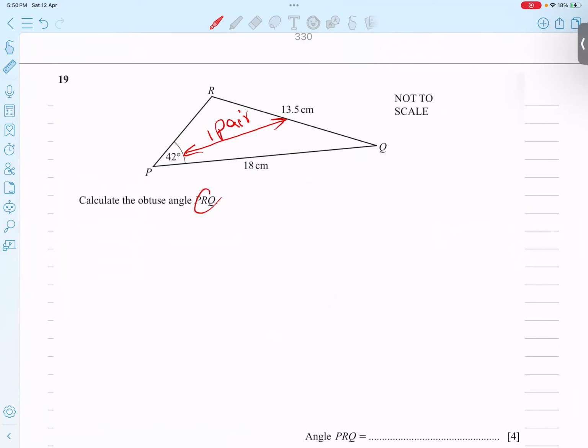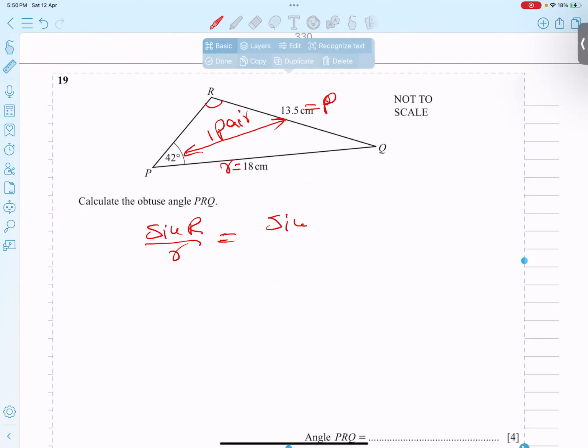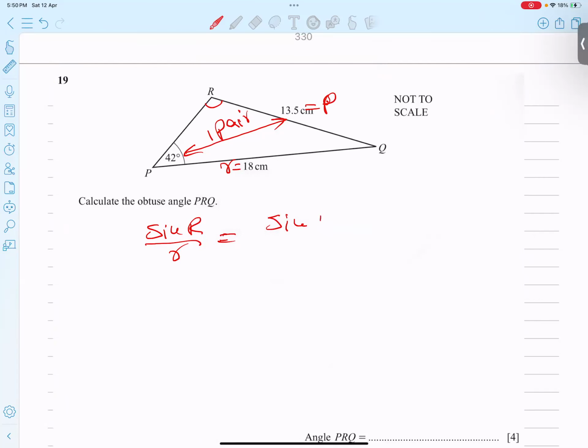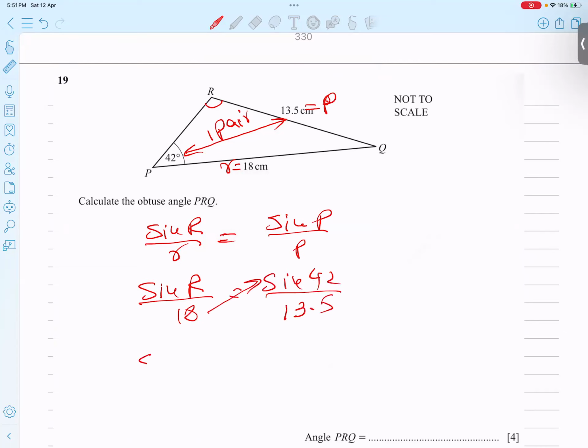So he is asking for angle R, but he is asking for obtuse. So for this angle R, I just tell you, sine rule. Sine capital R, in front of capital R is called small r. So this small r, this is P and this small p. I believe you're understanding. So sine capital P divided by small p. Now I'm plugging in all numbers and the rest you will try. 18 comes here and 42 comes from here and 13.5 will go there, and you get sine capital R equals 18 times sine 42 over 13.5.